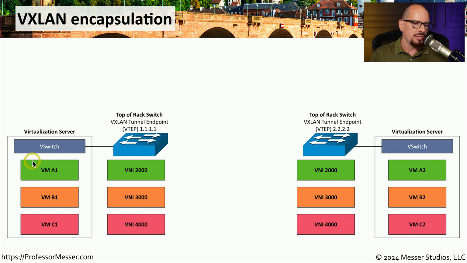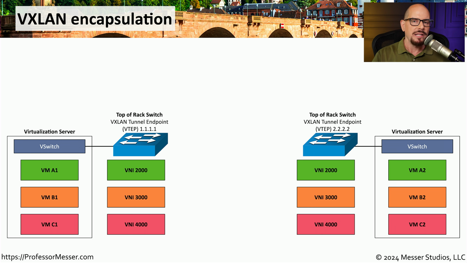This virtualization server is contained within a rack that has a top-of-rack switch that contains a VXLAN tunnel endpoint. In one data center, that VTEP is numbered 1.1.1.1, and in a different data center, there's a completely different IP address for this VTEP of 2.2.2.2. Notice that both of these VXLAN tunnel endpoints will support a VXLAN network identifier, or VNI. You can see there is a VNI 2000, a VNI 3000, and a VNI 4000 in both of these data centers.